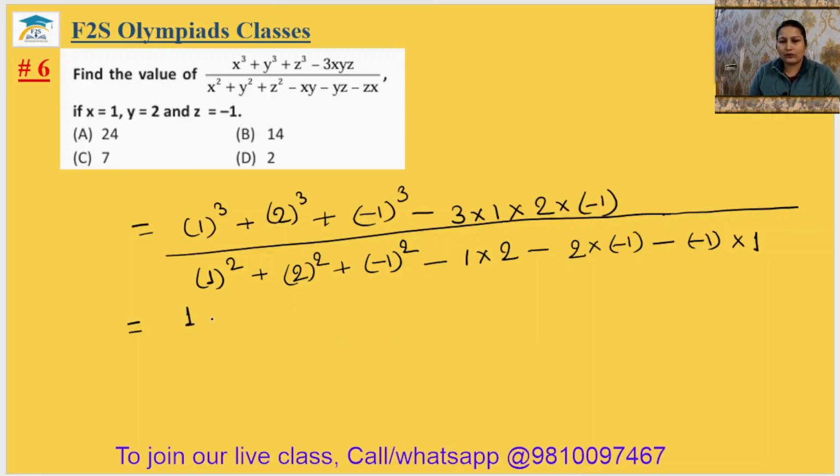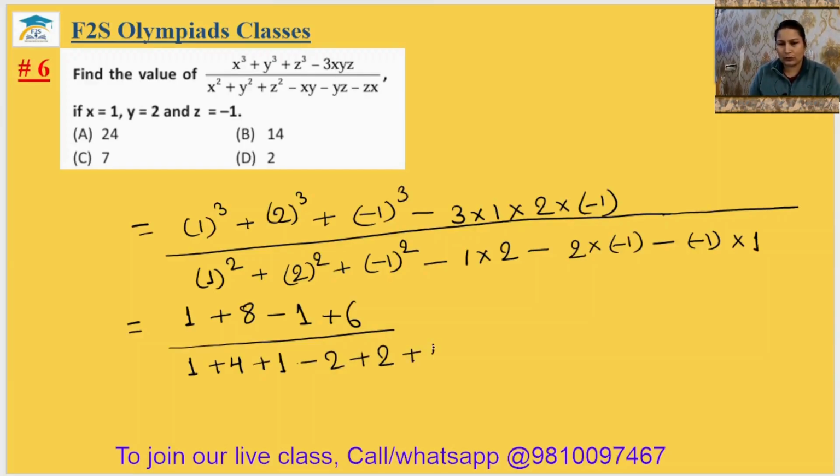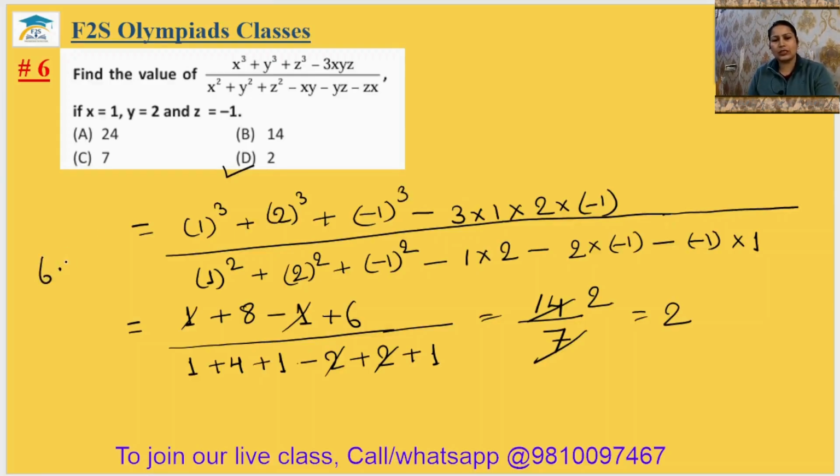So 1 1 is 1, 1 2 is 2, 2 4s are 8, minus 1, and 3 twos are 6, so minus minus plus. So plus 6 it is upon 1 1 is 1, 2 2s are 4, 1 1 is 1, minus 2, 1 2 is 2, plus 2, 1 2 is 2, minus minus plus 1. 2 and 2 cancel out, 1 and 1 cancel out. It will be 8 plus 6, 14. Denominator will be 7. 7 twos are 14. So 2 will be the answer. It is in option number D. So the sixth answer is option D.